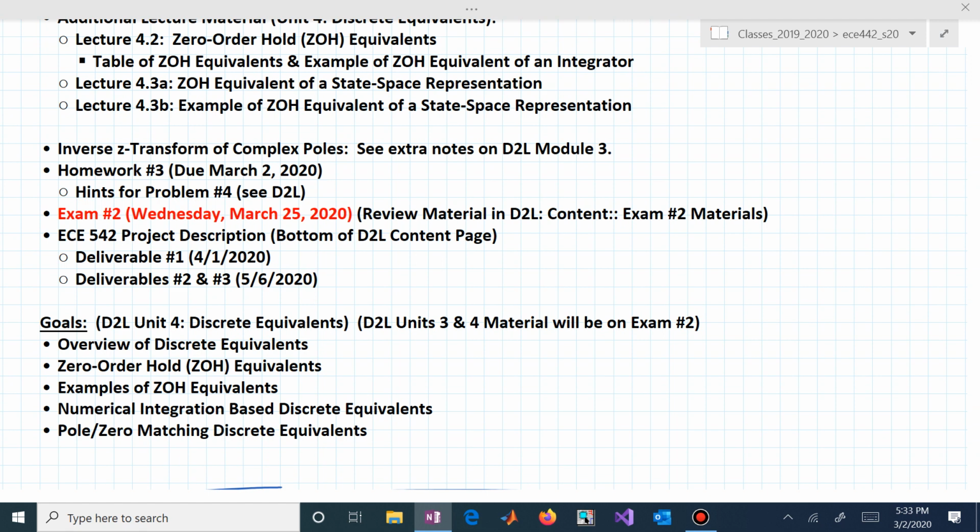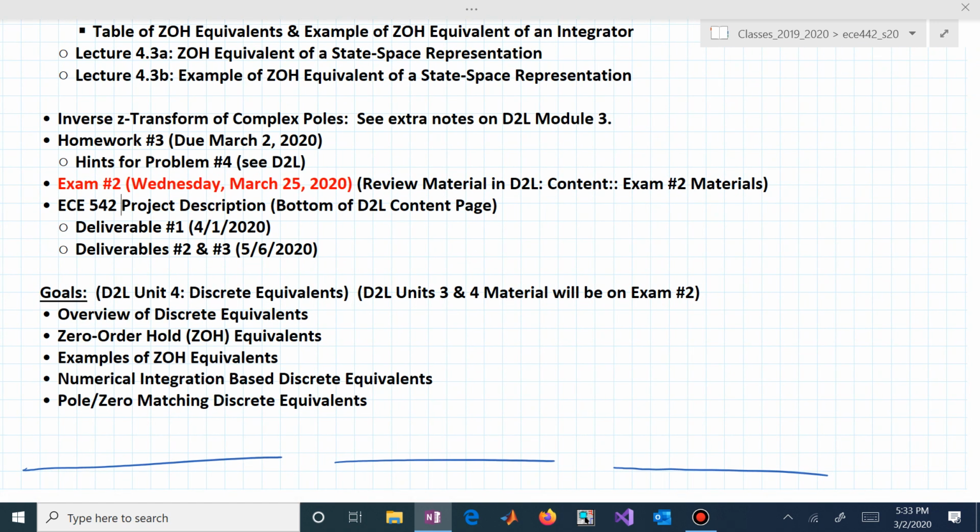Some of you are still sort of struggling or trying to figure out the last problem on homework number 3. That deals with Z-transforms of complex poles. There is some additional notes, not a video, just notes showing you two different strategies to do the same thing. One is with respect to using complex numbers, and one is with respect to using real numbers in your derivation of inverse Z-transforming complex poles. All of that is due tonight, but there are hints for problem number 4 on D2L.